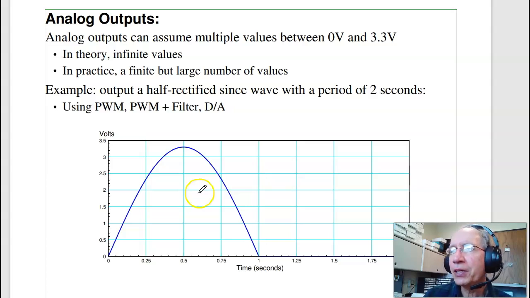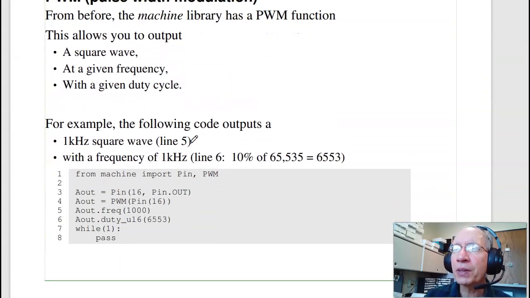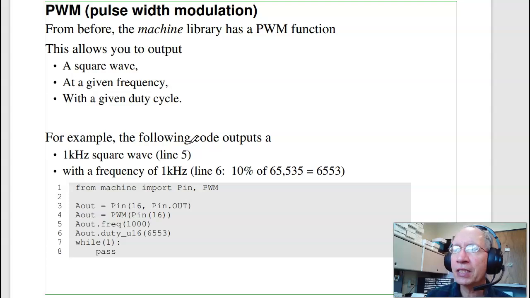So in theory, there should be an infinite number of voltages between 0 and 3.3 volts. In practice, it's hard to do infinity. There's a finite number. Depends upon how many bits are on the D to A. So there's a couple ways of doing that. The first approach we'll look at is using pulse width modulation.